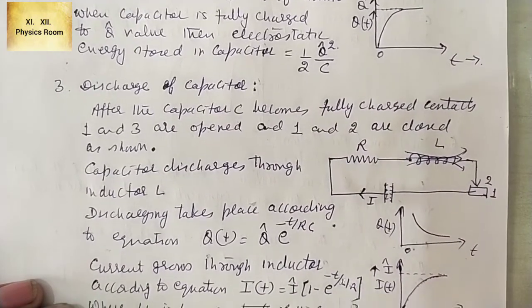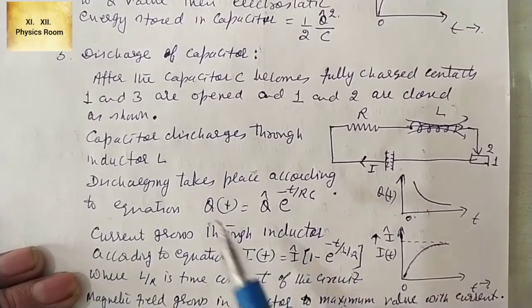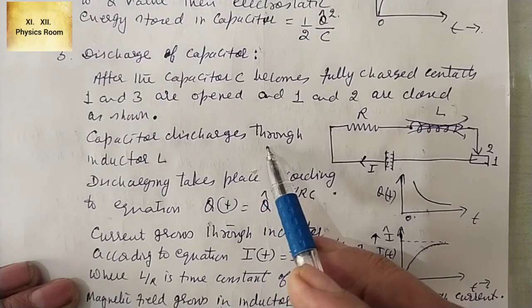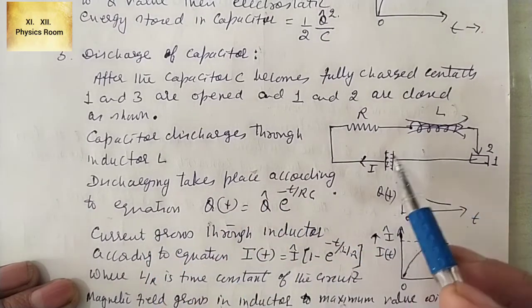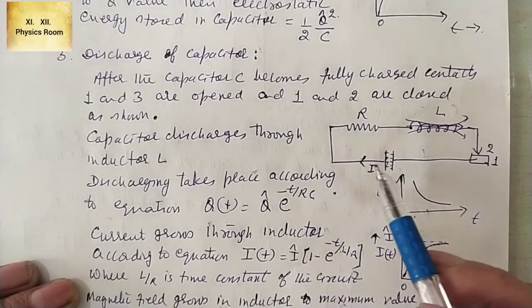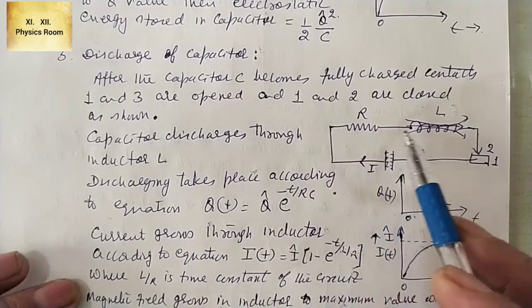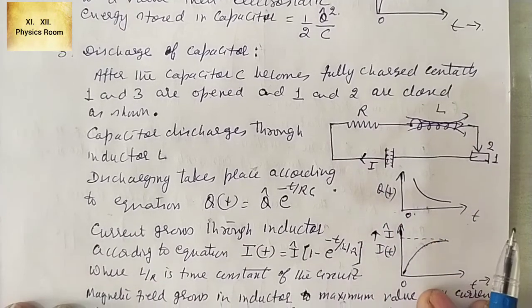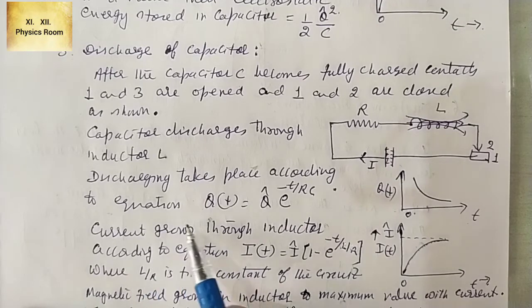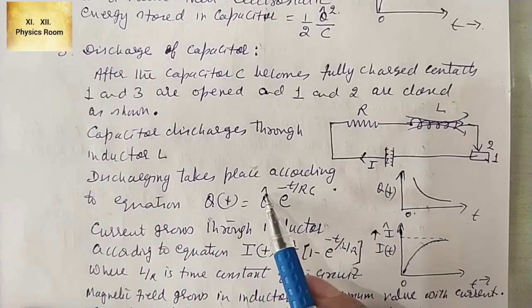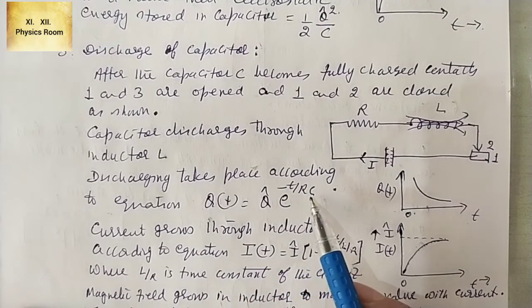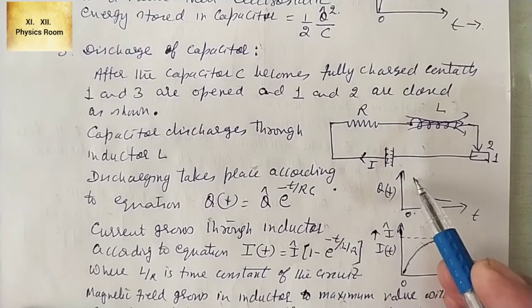Now the capacitor discharges through the inductor L. This circuit is complete. Now discharging takes place according to the equation Q(t) is equal to Q max e raised to power minus t divided by RC. This is how, with time, the capacitor gets discharged.